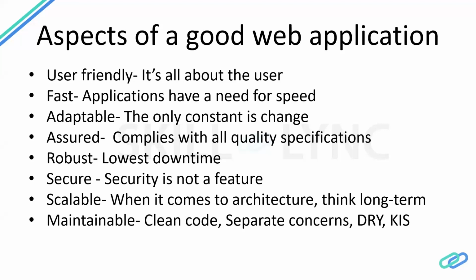Then your application should also comply with all the quality specifications. So it should be assured. It should also be robust, meaning it should have the lowest downtime. For example, I open Google and someday Google doesn't open up. I will feel that my internet problem is there, because I can never believe that Google has any downtime. It seems that Google is always available. So your application should also have the lowest downtime, right?